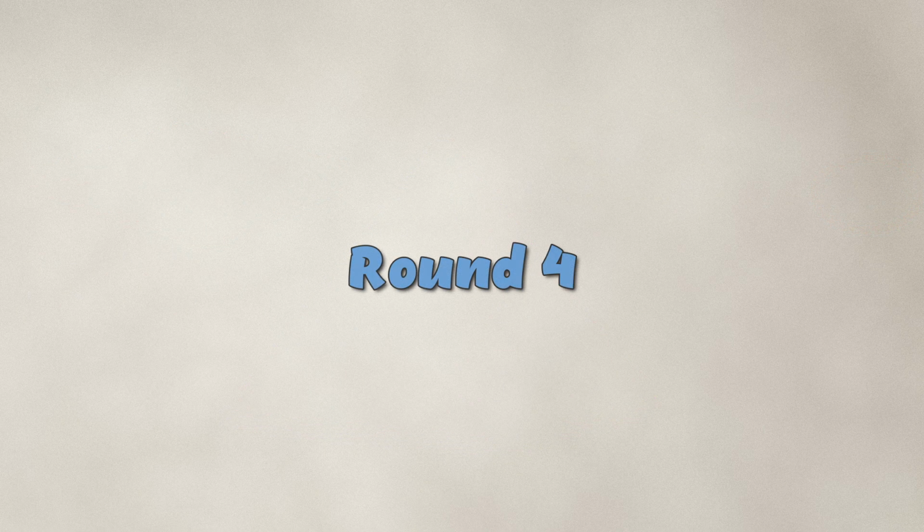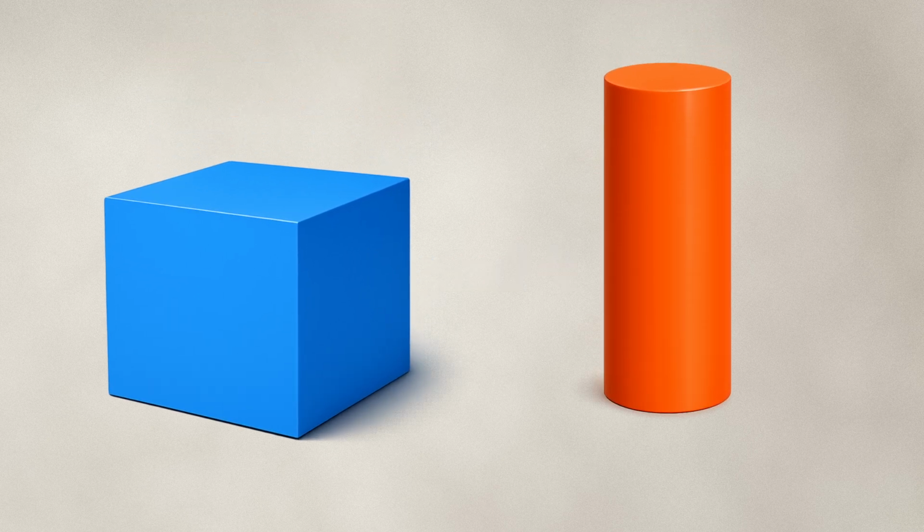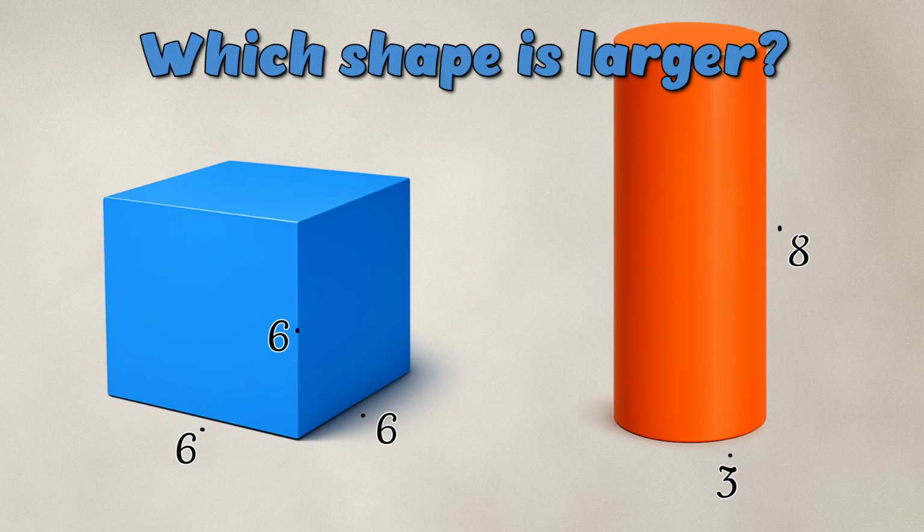Round 4. And I'm warning you now, this one is a trap. We've got a cube with side lengths of 6 by 6 by 6 units. And then we have a cylinder with a radius of 3 and a height of 8. They look pretty similar in size, but one of them is just barely bigger than the other. Can you figure out which one?